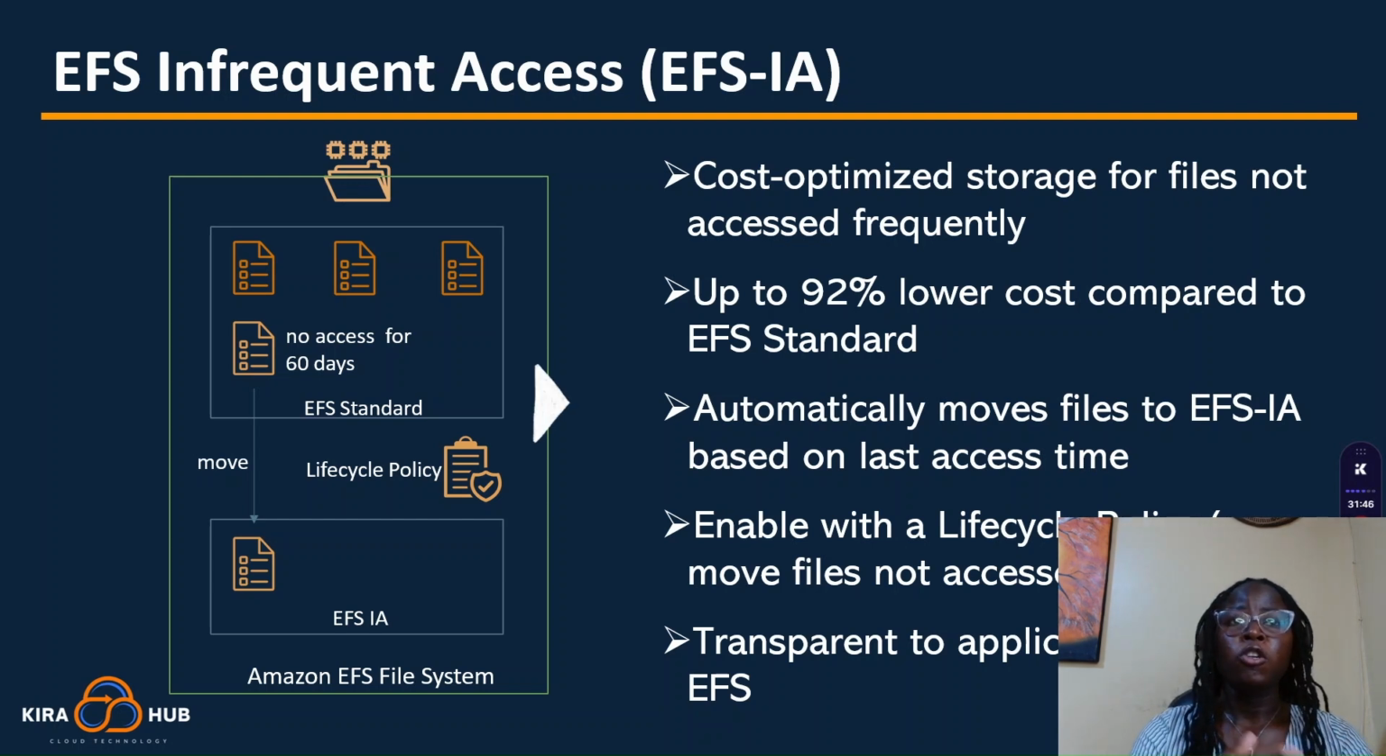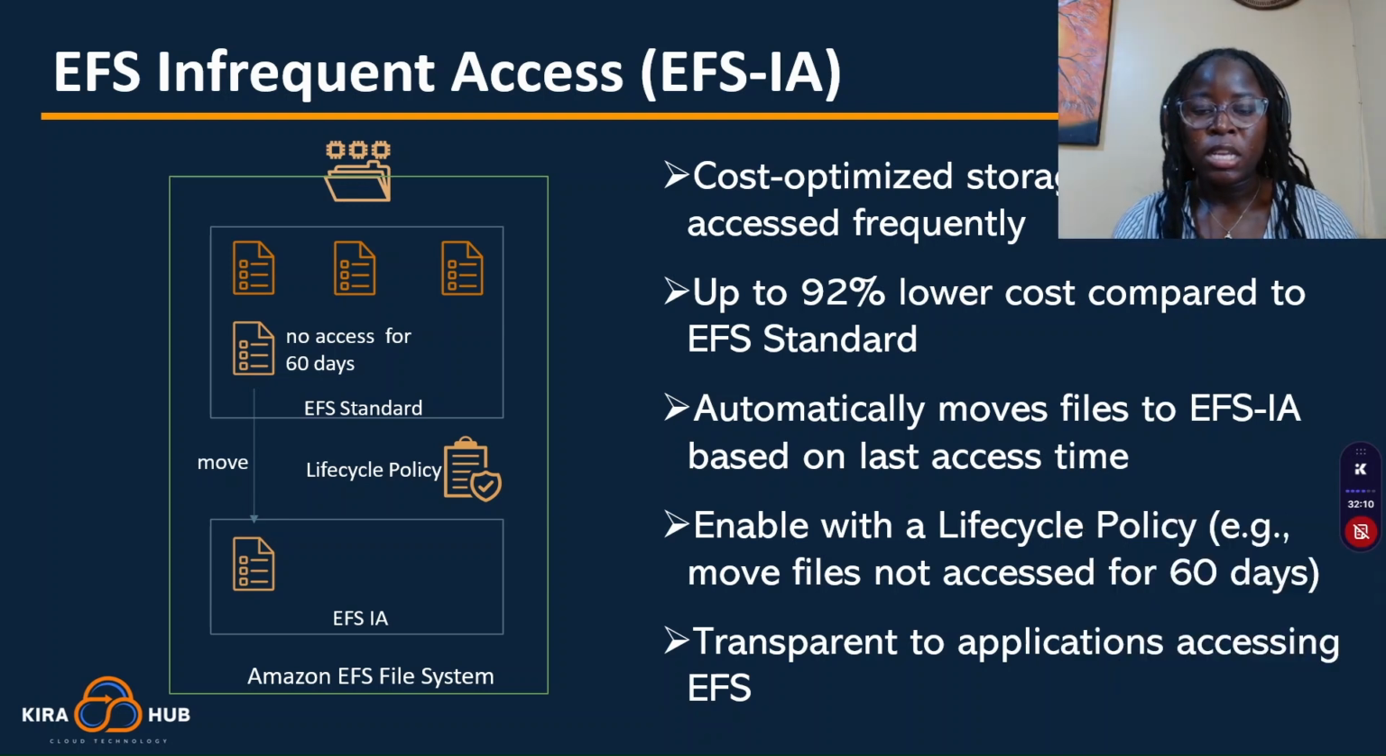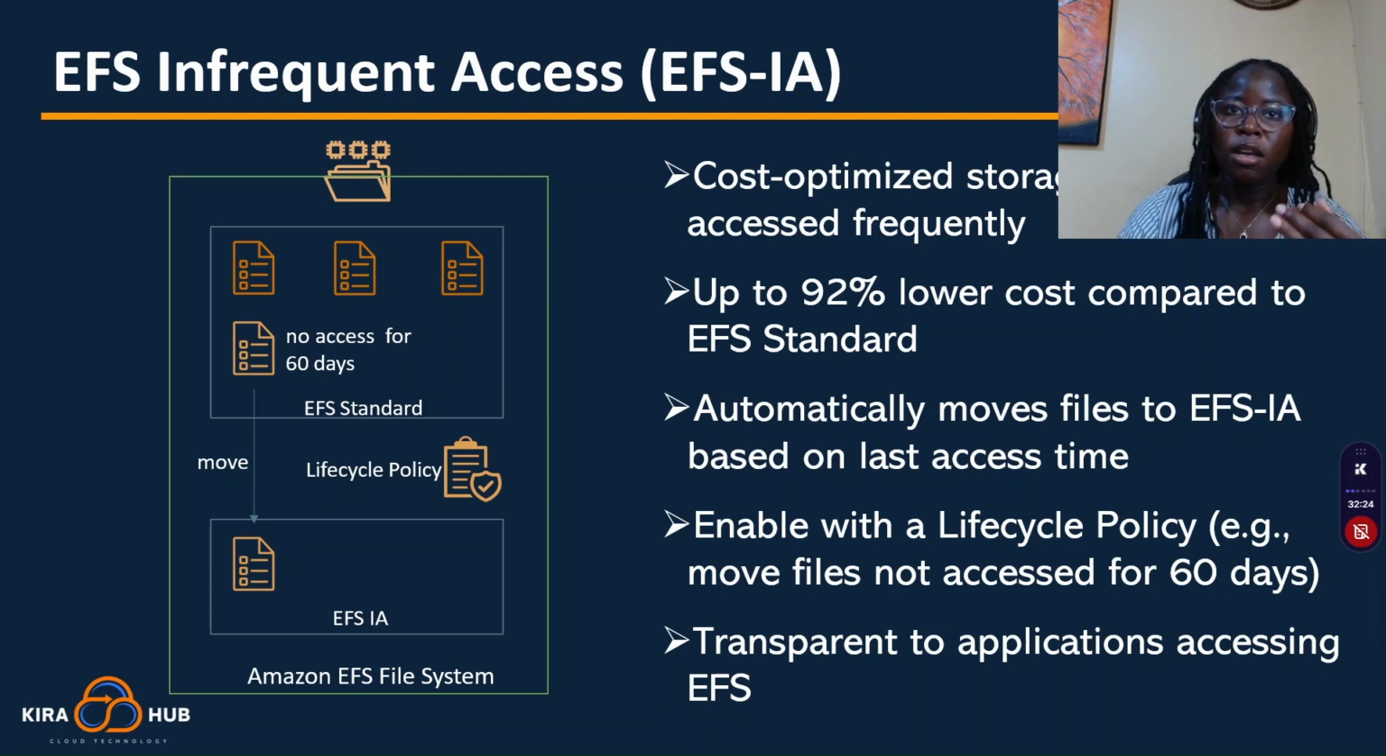So EFS will automatically move files to the infrequent access storage class based on the last time they were accessed. For example, if files haven't been accessed in 60 days, they can be automatically moved to the infrequent access storage class. So how does it work? You're going to set up a lifecycle policy, and this is defining the rules of how your files should be moved. For example, you could configure a policy that says move files that haven't been accessed in the last 60 days. And the best part about this is it's transparent to your application. Your application won't know the files have been moved to a lower storage class. They'll just continue accessing them as usual.